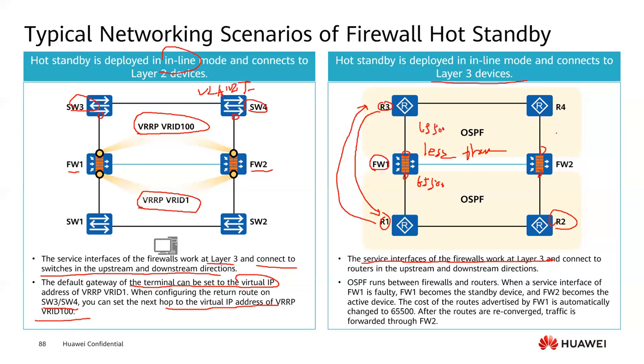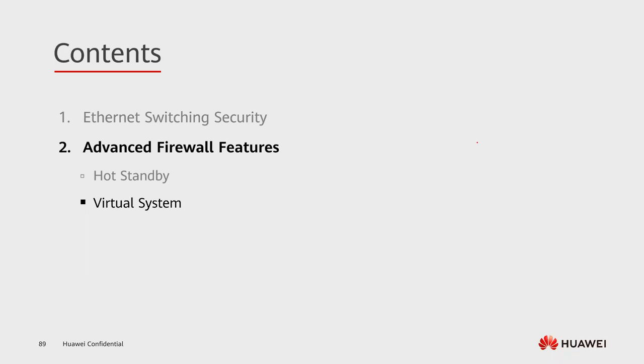And for this one, maybe it is this. So what is the result? The result is all the traffic will go through FW1. I mean the traffic from R1 to R3 and the traffic from R3 to R1, all the traffic will pass through FW1. If FW1 fails, FW2 will change the OSPF cost to this, and R4 and R2 will select this path as the optimal path.